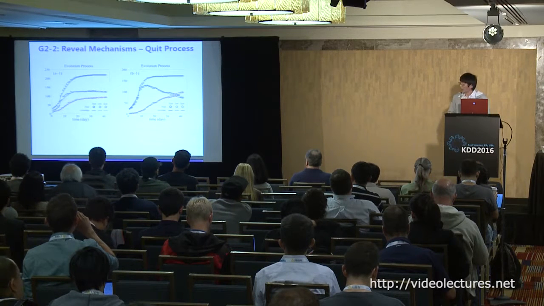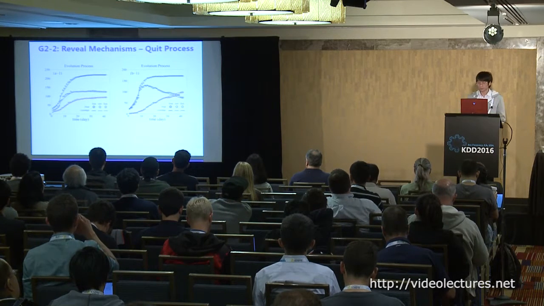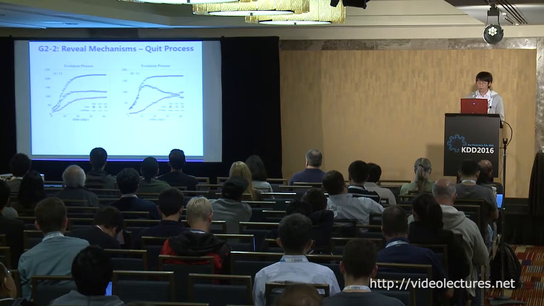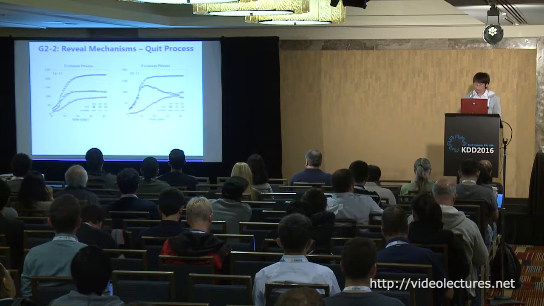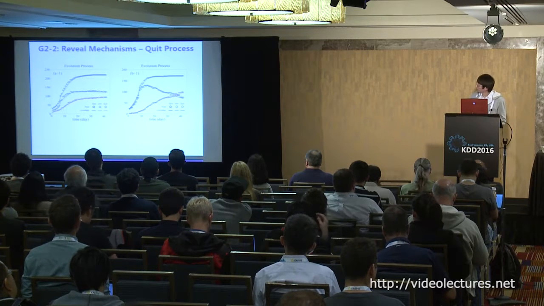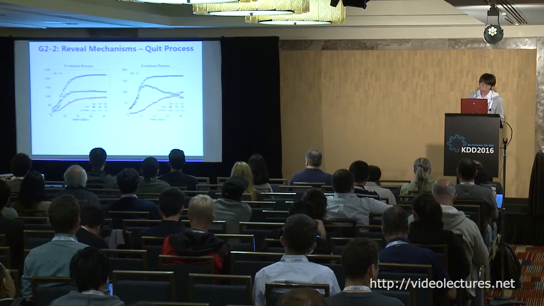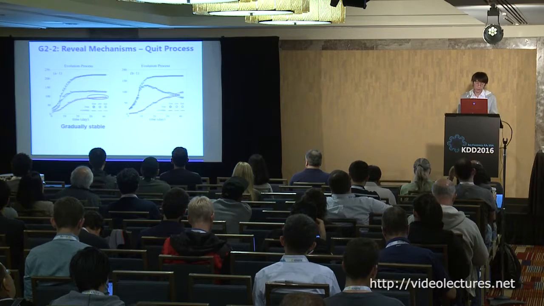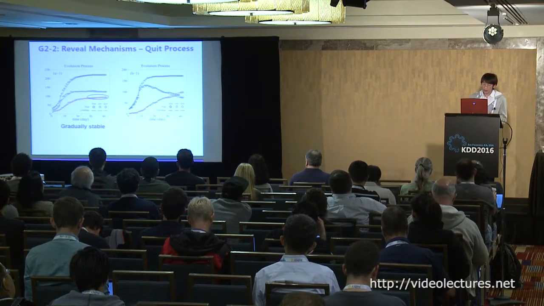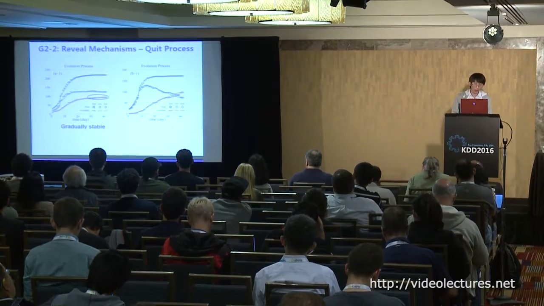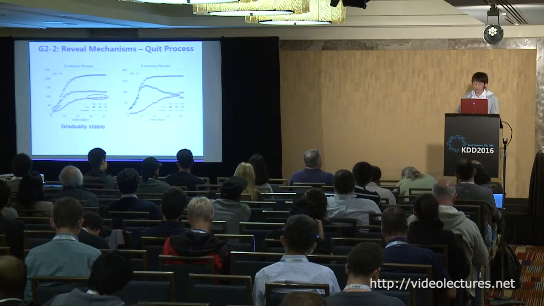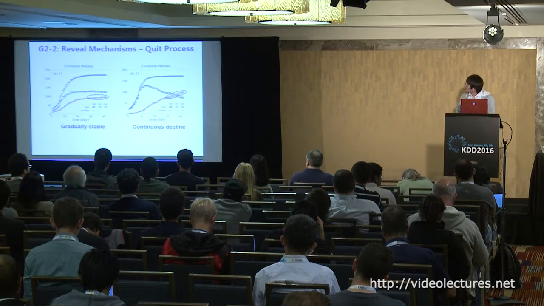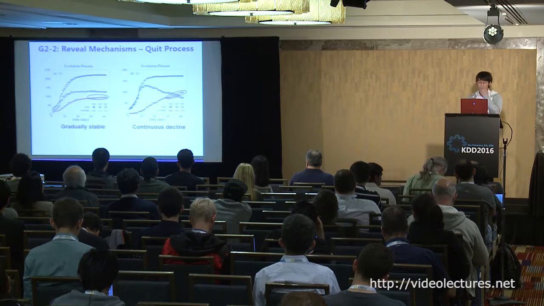And then let's look at the quit process. I think the quit process is a little more complex. From the observation, we can find two different situations in the quit process. The red dot is the quit process over time. In the first group, we find that it gradually gets stable, and the people who quit the group is slower and slower. And in the second group, we find that it continues to decline over time.